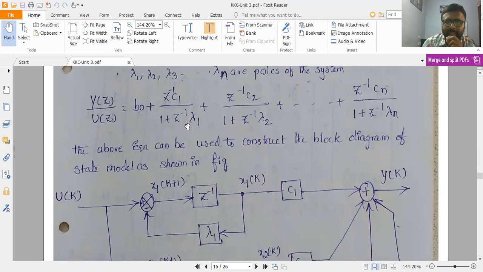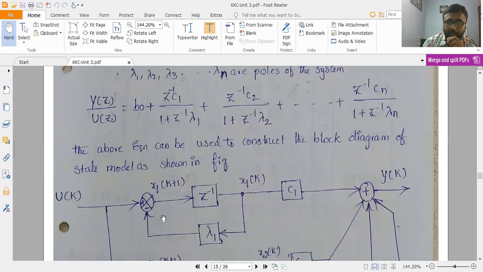So this particular equation is going to be represented in this feedback connection. Here try to observe that the z power minus 1 and lambda 1 are in the cascaded position. The overall transfer function of this feedback path is nothing but z power minus 1 divided by 1 minus z power minus 1 into lambda 1.